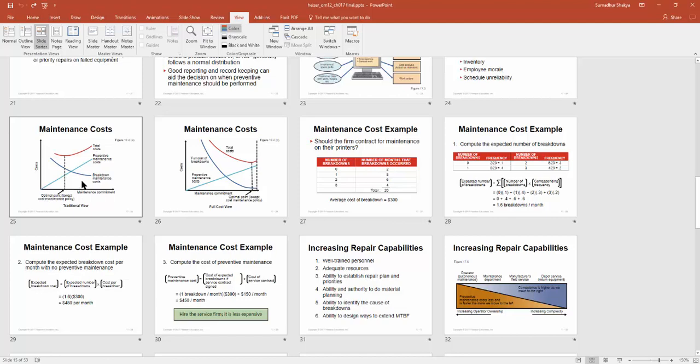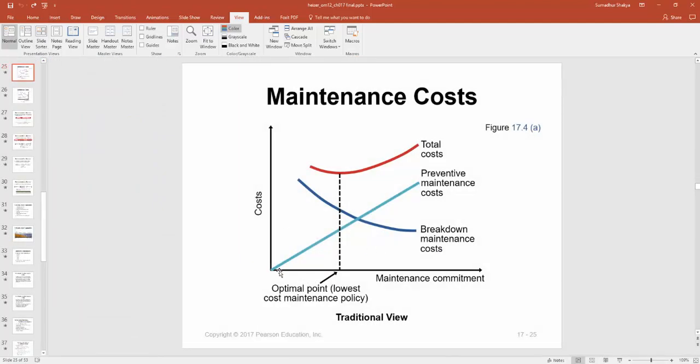To an extent, if you were to talk about the commitment towards maintenance versus the cost, initially, the more preventative maintenance you do, the more your cost is. Your breakdown maintenance cost goes down over a period of time at a decreasing rate. So it goes down, but not by the same amount. So the optimal point is somewhere before the actual breakdown happens, because if the breakdown happens, then it's difficult to account for the sudden change in the production schedule.